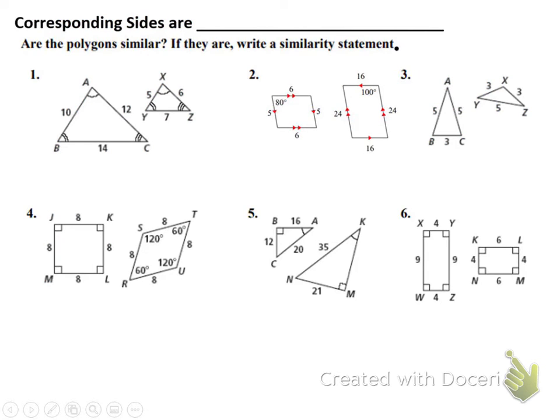Go to the next page. So we're going to decide if things are similar. In order to do that, your angles need to be congruent. I don't know why it doesn't say that, but the angles should be congruent. But the sides should not be congruent. What should the sides be? Proportional. That's the blank. Proportional.